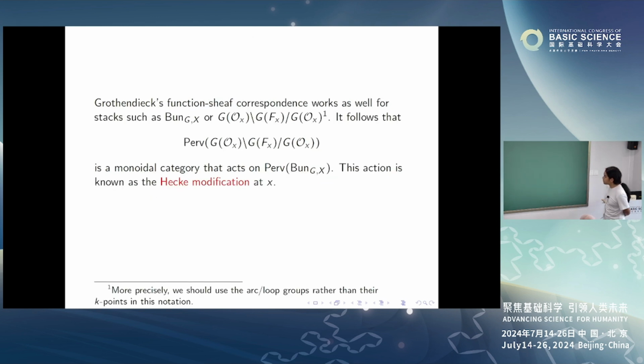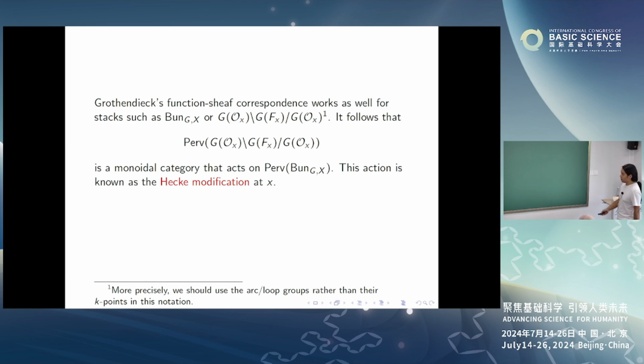Okay, so this Grothendieck function-sheaf correspondence gives you a way to produce functions on k points of Bun_G or on k points of this double quotient. So here I actually need to replace this double quotient by the geometric incarnation of them, so the loop group and arc group. But this has become the standard notation, so I will keep this notation.